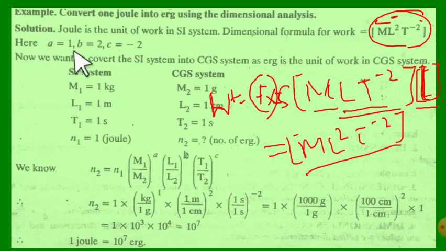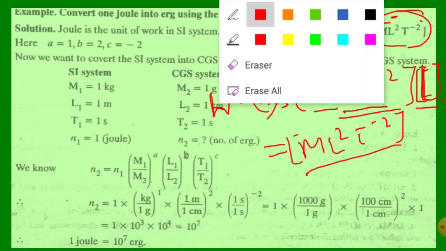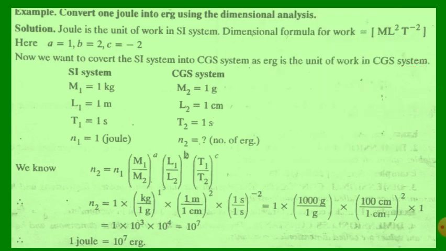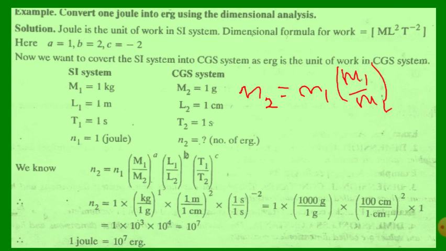It is given here. To convert it, let's go directly to the last formula. If you want to convert it, then N2 will be equal to N1 times M1 divided by M2 to the power A, L1 divided by L2 to the power B, and similarly T1 by T2 to the power C.